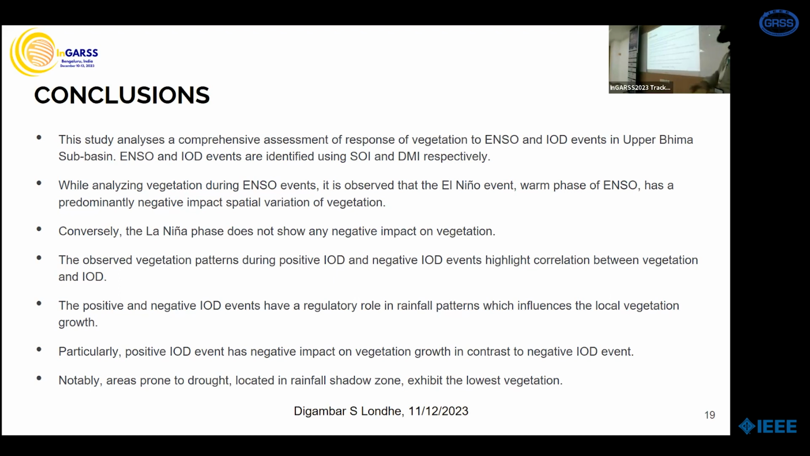And the study area is actually the upper Bhima sub-basin, which has five agroclimatic zones. One is the Western Ghat zone, then there are two transition zones, and then the major area is covered by the drought prone zone. In that drought prone zone, the vegetation is majorly affected by El Nino events and positive IOD events.